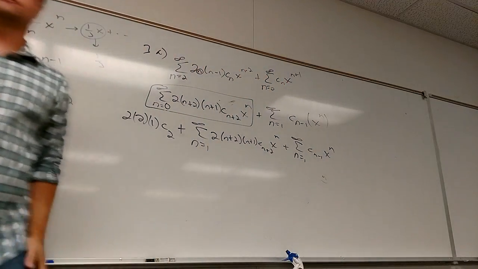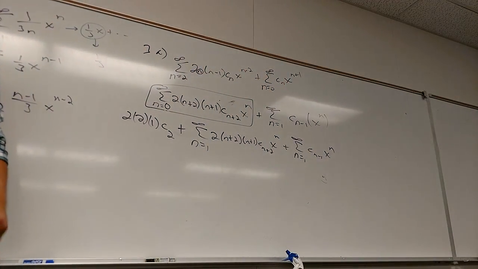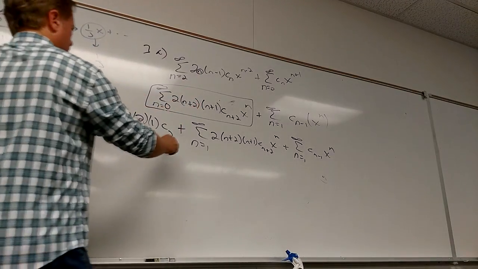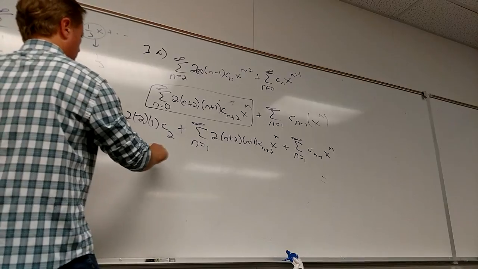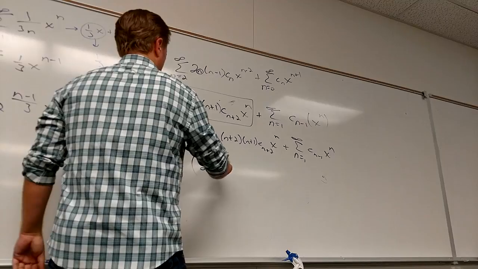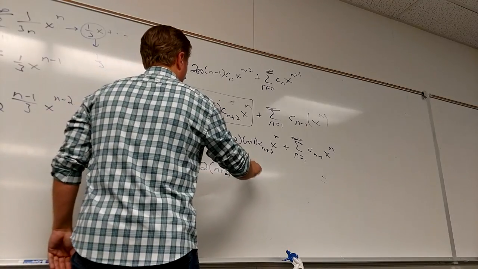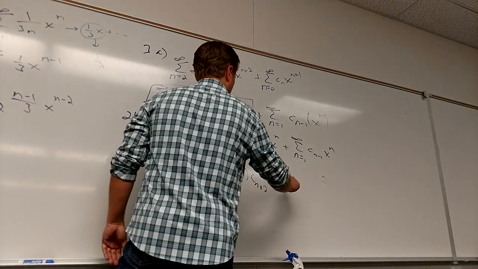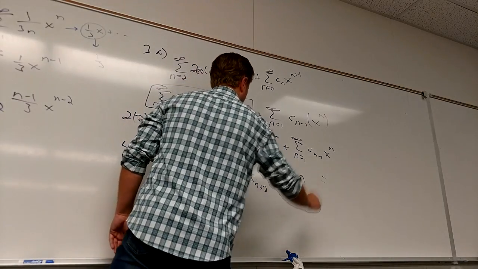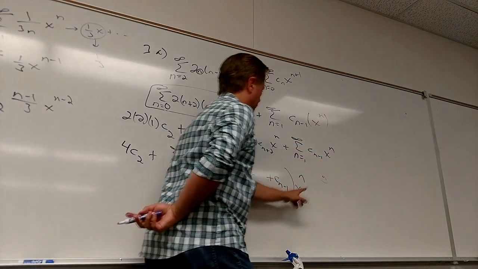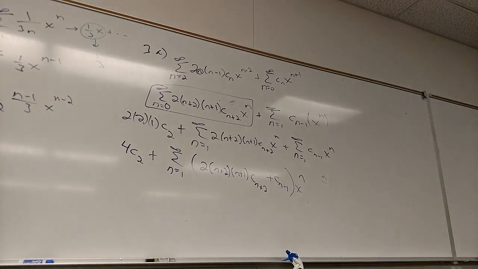Now I can add these. And that really just means take an x to the n out at the end, right? So this will be 4c2 plus sum n equals 1 to infinity, parentheses, 2 times n plus 2 times n plus 1, c sub n plus 2, plus c sub n minus 1, times x to the n. You guys see that? That plus that, I can factor x to the n out. Now I can, because I made all my terms match.